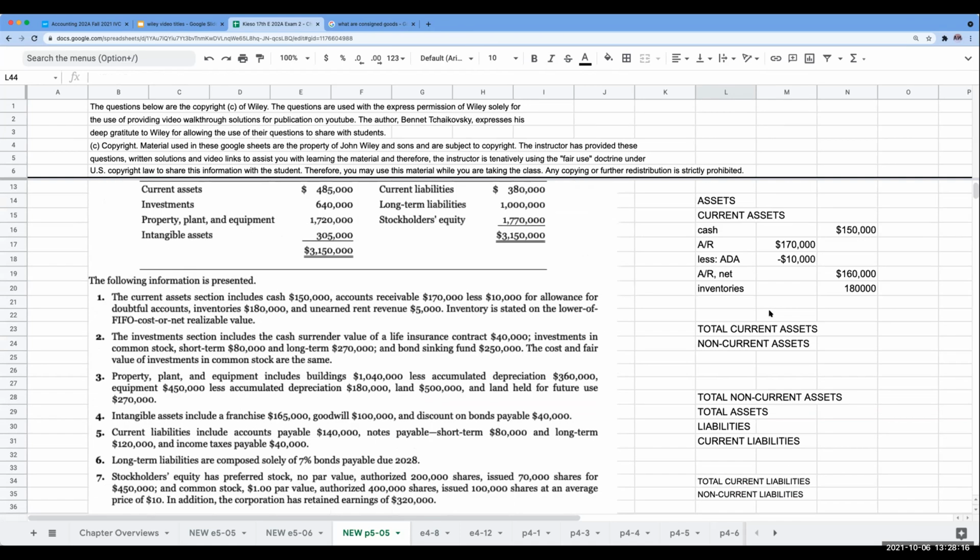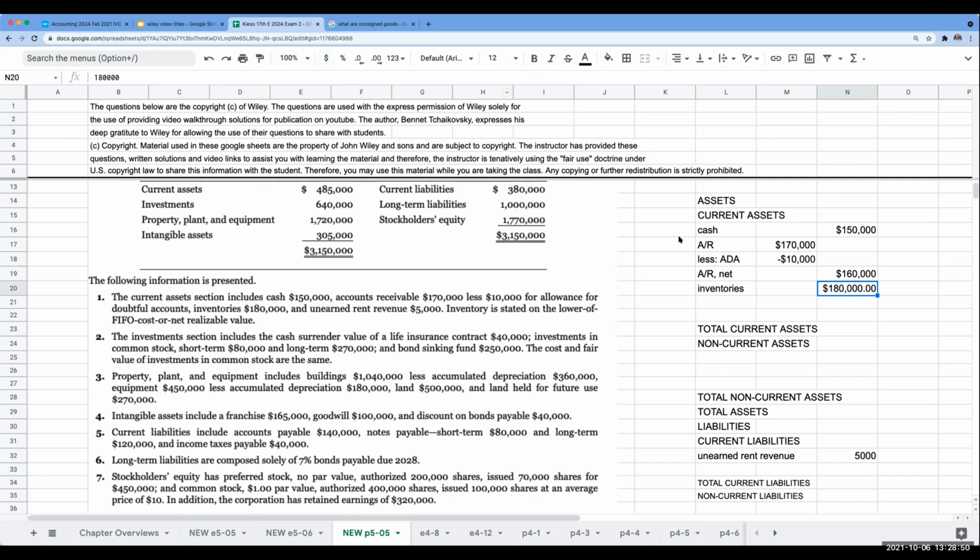Okay, so this unearned rent revenue is going to be a liability, okay? If it's unearned, I have not performed yet, meaning that the tenant hasn't lived in it yet, so unearned rent revenue is going to be a current liability. Inventory is stated at the lower of cost or market, the lower of FIFO cost or net realizable value, which is the way that it should be, so I don't have to adjust this item.